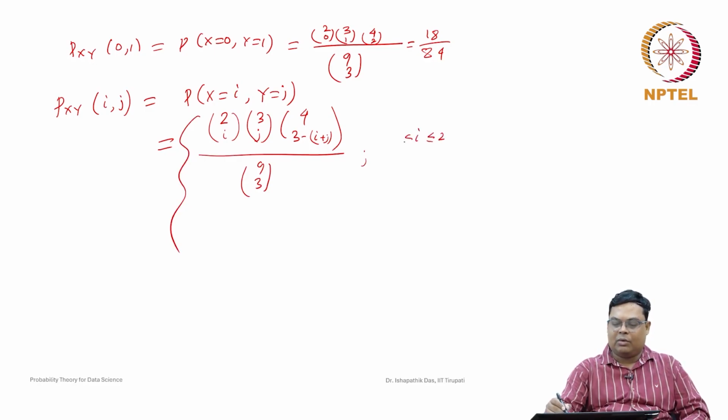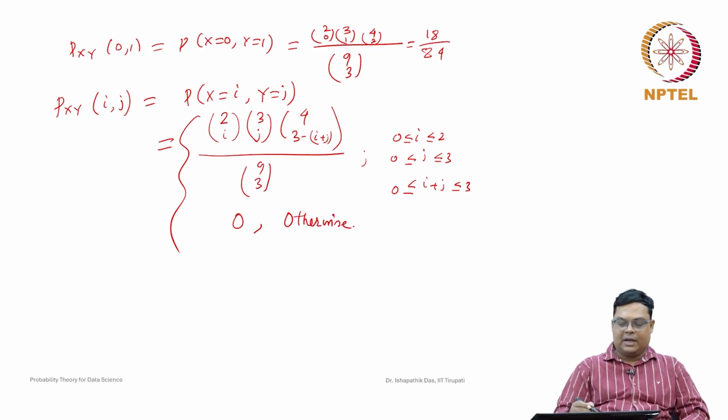This equation works whenever i is less than or equal to 2 and greater than or equal to 0, and j is less than or equal to 3 and greater than or equal to 0. Not only that, i plus j should be less than or equal to 3; i plus j can be 0 also, because i is 0 and j equal to 0 is a possibility. Only in these cases is this the probability; for any other cases this is 0.